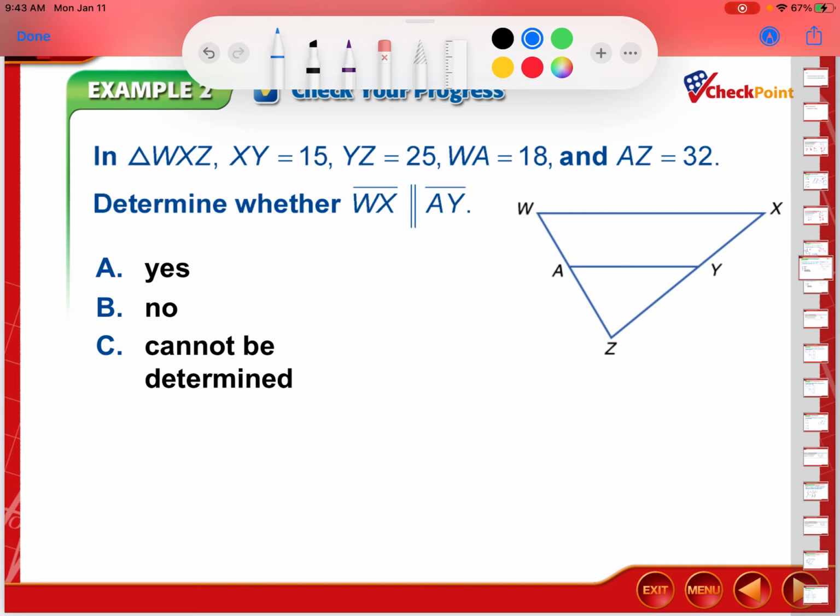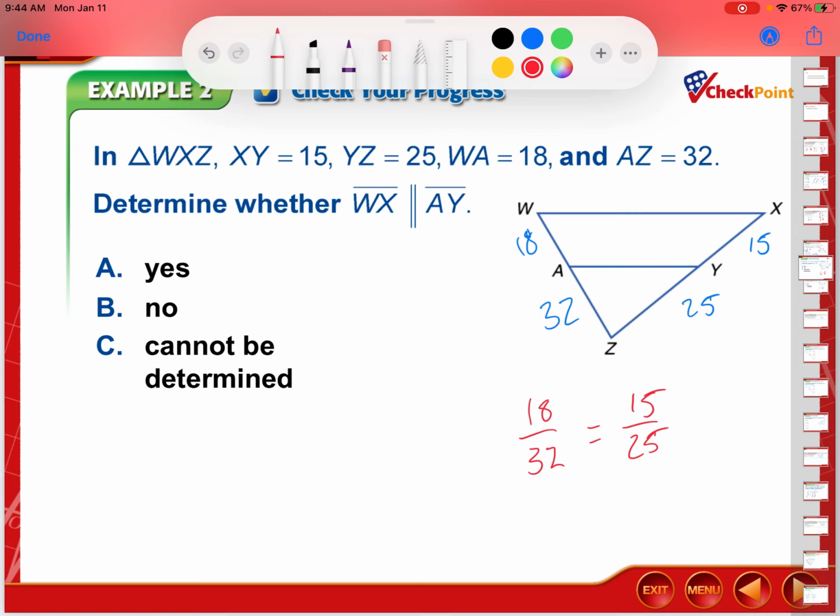They say in triangle WXZ, XY is 15, YZ is 25, WA is 18, and AZ is 32. So we need to determine whether WX and AY are parallel. Like we've been doing, we'll set up a proportion: 18/32 equals 15/25, and then we cross multiply.